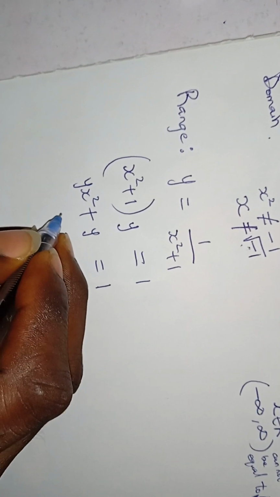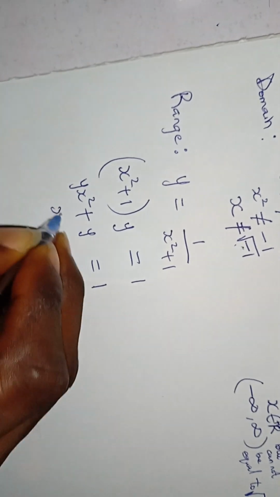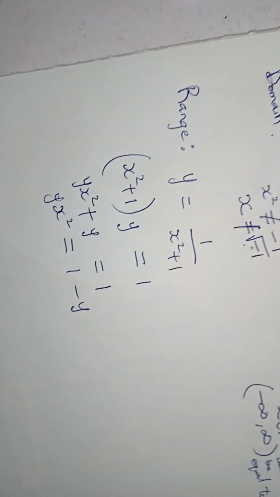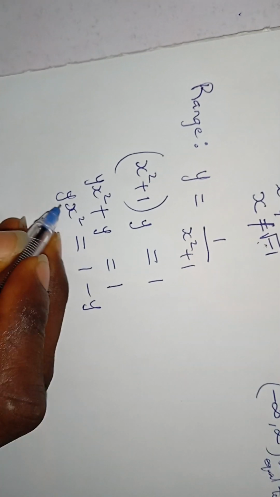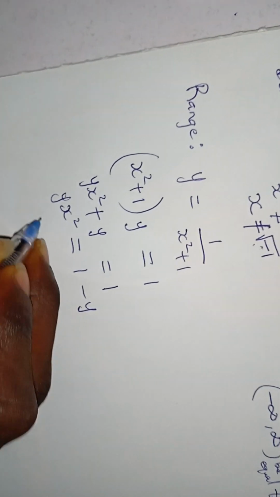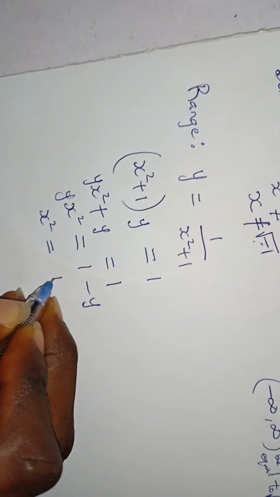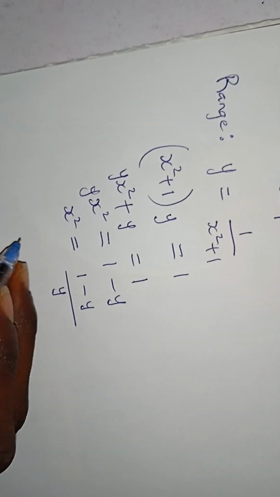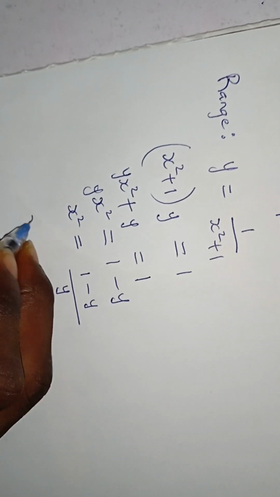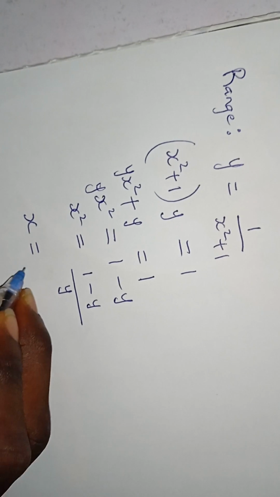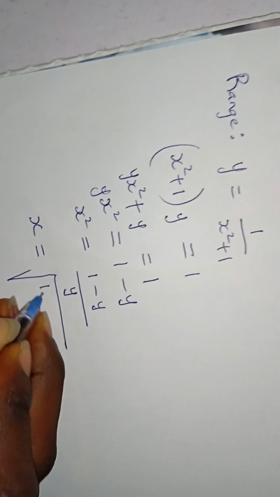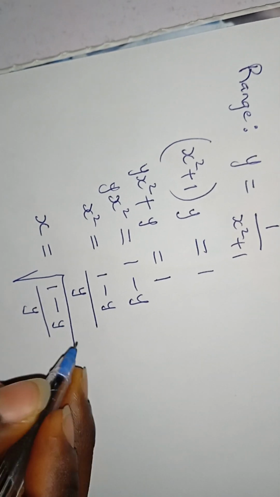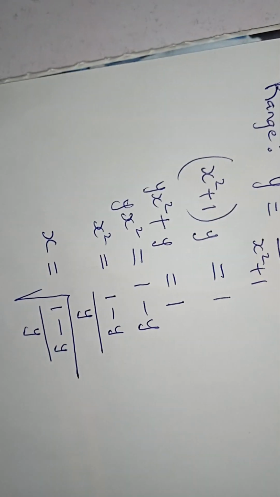So this is the same as saying yx squared equals 1 minus y. Divide both sides by the coefficient of x squared. This becomes x squared equals 1 minus y all over y. And notice that this is the same as saying x equals the square root of 1 minus y all over y. So this is now what you use to find your range.